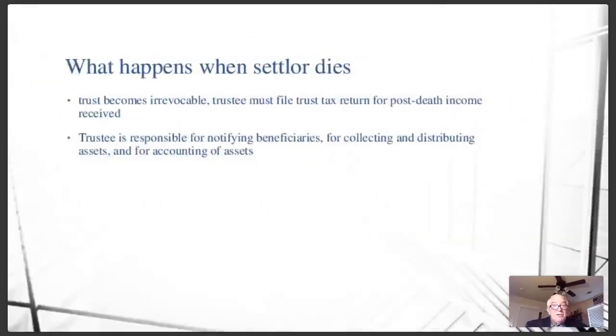So what happens when the settlor dies? At that point in time, the trust becomes irrevocable. The successor trustee must file a trust tax return for post-death income received, and the successor trustee is responsible for notifying the beneficiaries, collecting and distributing the assets, accounting for the assets, and closing down the trust according to its terms.